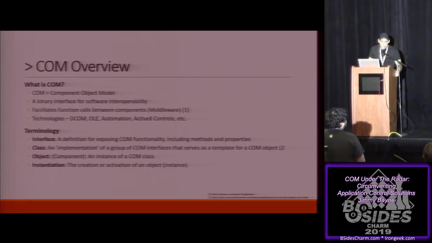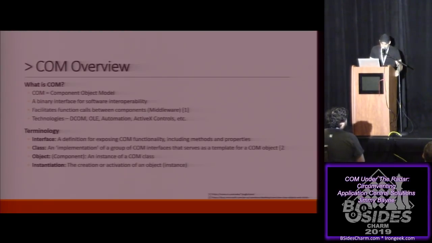There's a concept called an interface. Basically, an interface is a definition for exposing member methods and properties that a caller can actually access through a COM object. A class is actually the implementation of a group of COM interfaces that serve as a template for a COM object. Class metadata is actually stored in the registry with registered COM. An object is nothing more really than an instance of that COM class, and then we use that to access those interfaces and properties to actually manipulate data. So instantiation is really nothing more than the activation of a COM object.